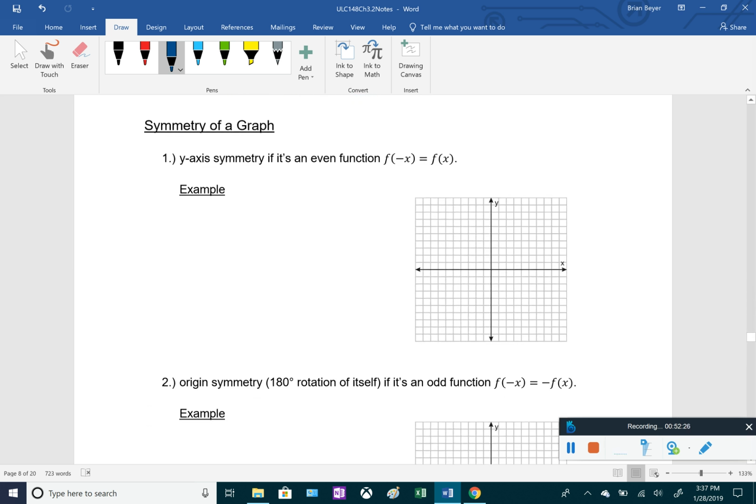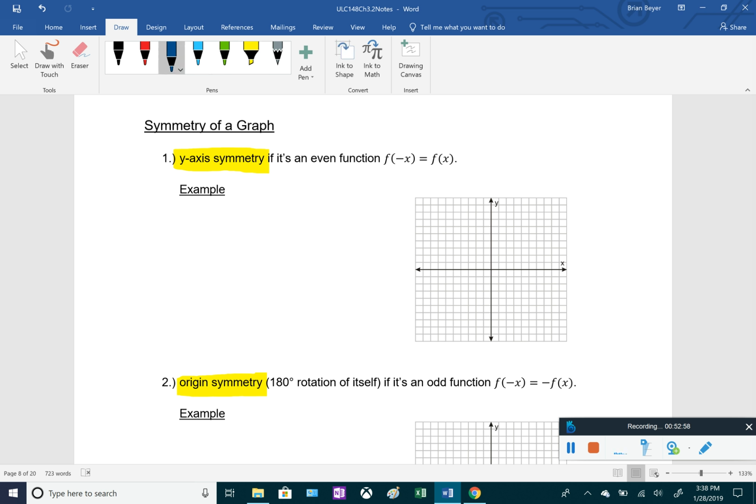Okay, so we're almost to the actual graphing part. I think there's one more thing, and that is the symmetry. So symmetry of a graph. The way that we're doing it, this isn't the only type of symmetry. There can be y-axis symmetry, or there can be origin symmetry. Y-axis symmetry means it is an even function. Mathematically, that means f of negative x would equal f of x.